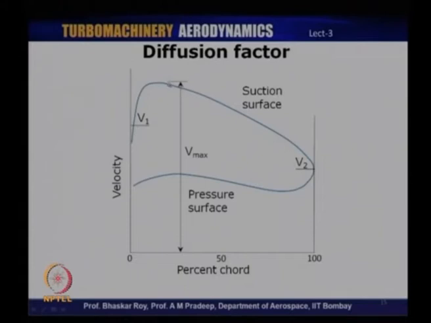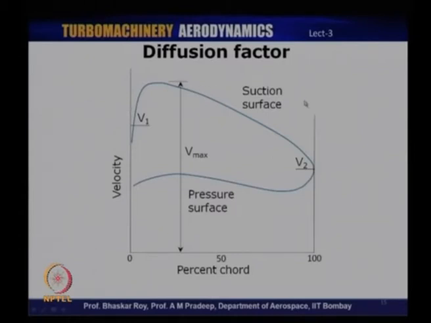So, greater this difference between V max and V 2, the greater is the diffusion, but on the other hand it also indicates the fact that higher the diffusion means greater is the pressure gradient, the adverse pressure gradient, that is the static pressure at the trailing edge would be much higher than the minimum pressure point here. So, as you increase this difference between V max and V 2 in relation to the inlet velocity, the adverse pressure gradient also increases.